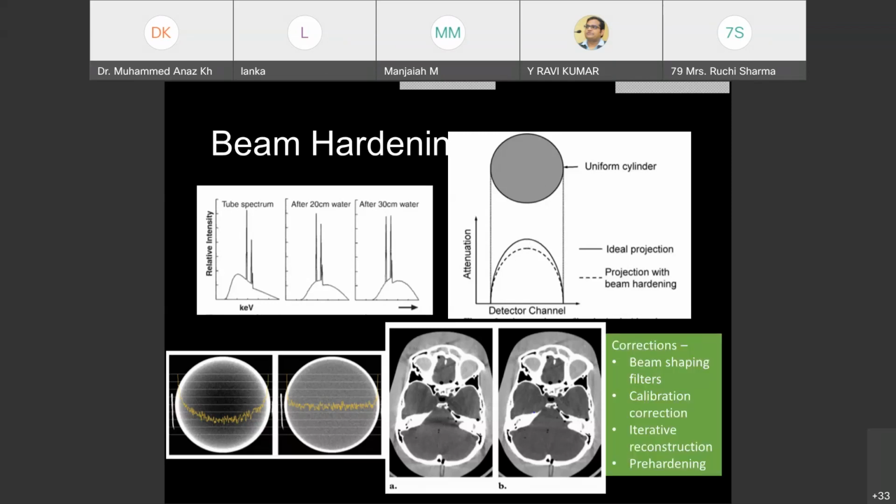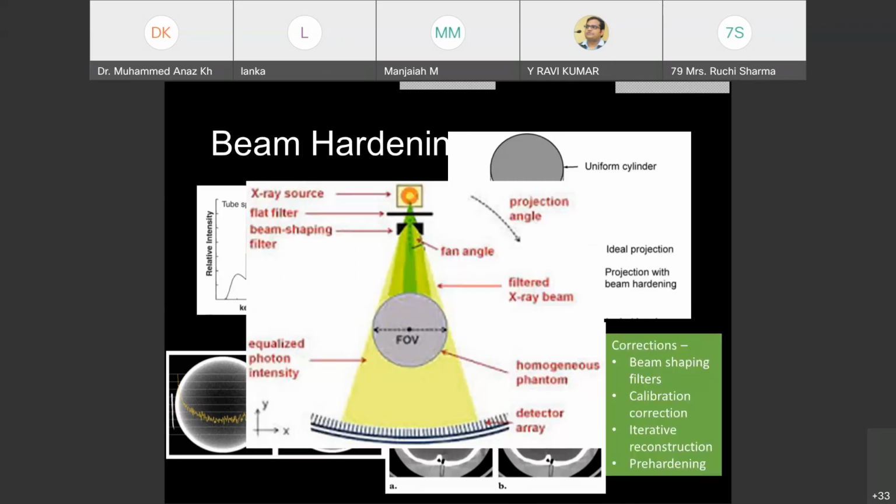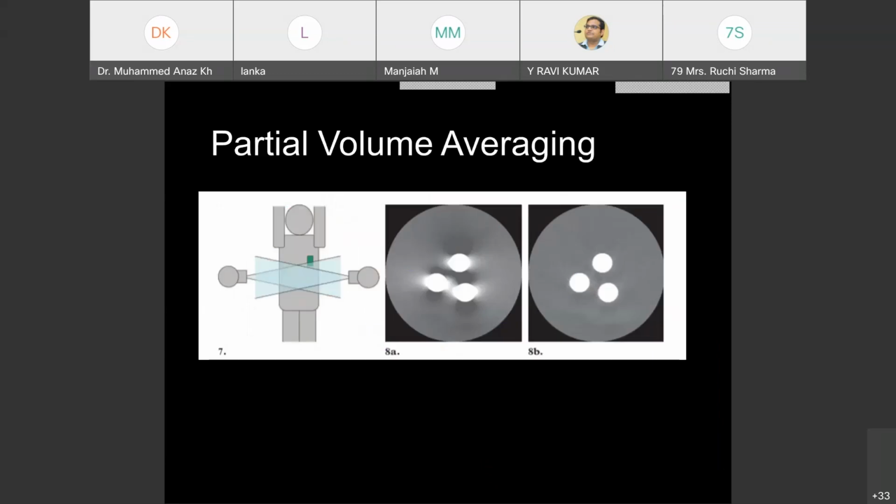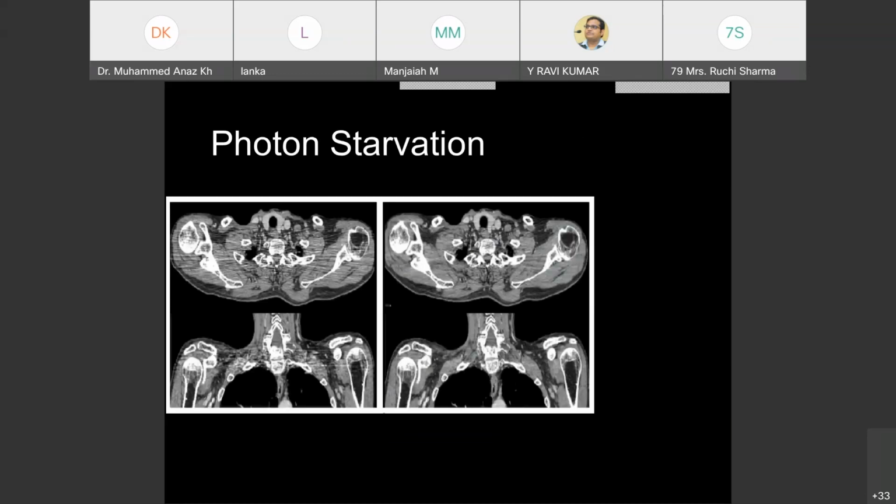And then we have this field of view issue, and partial volume averaging, which is another concept. I think it will take time to explain, but the main purpose is that thin acquisition section widths are possible, and then there is an issue of photon starvation.